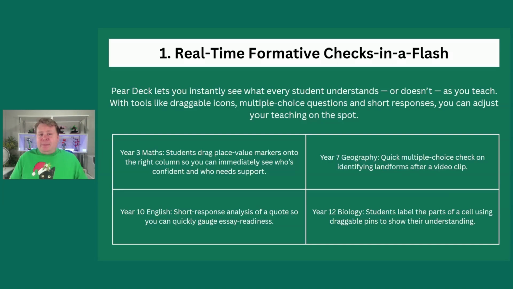All right, some examples here. Maybe you have a year 3 class. Maybe your students have an activity which requires them to drag place value markers into the right column so that you can immediately see who's confident and who might need support. So we know that place value is quite tricky.